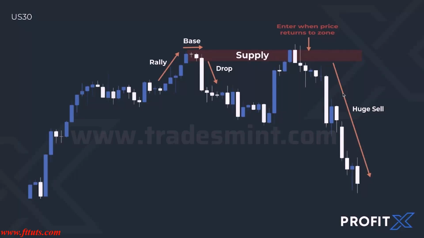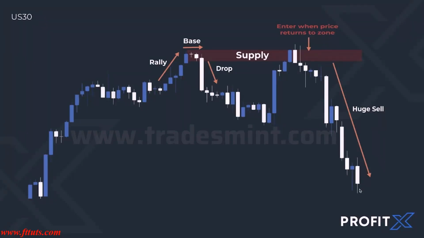So this is US 30 again on the 4-hour. We have rally, base, drop, rally, base. So we have what looks like indecision here, small candle, massive bearish candle, and price drops. When price comes back up here to the supply zone, we have tweezers and a bearish pin bar. Beautiful. In the supply zone, execution without a doubt, no hesitation here for a massive sell.